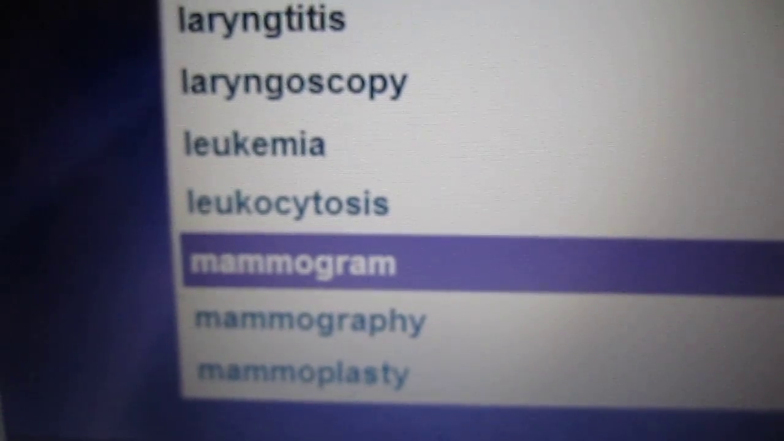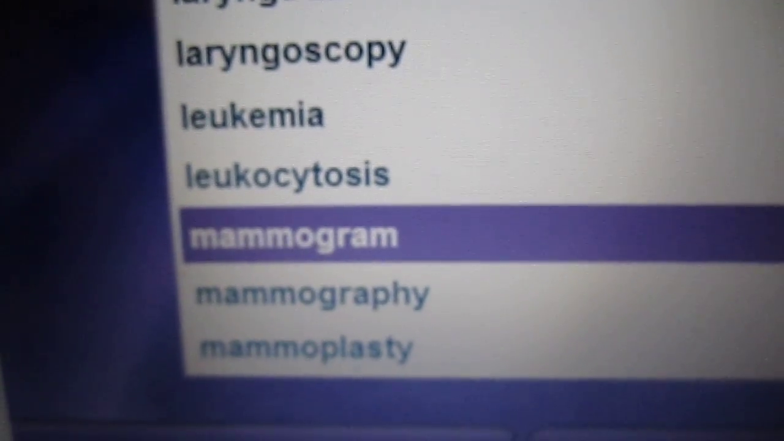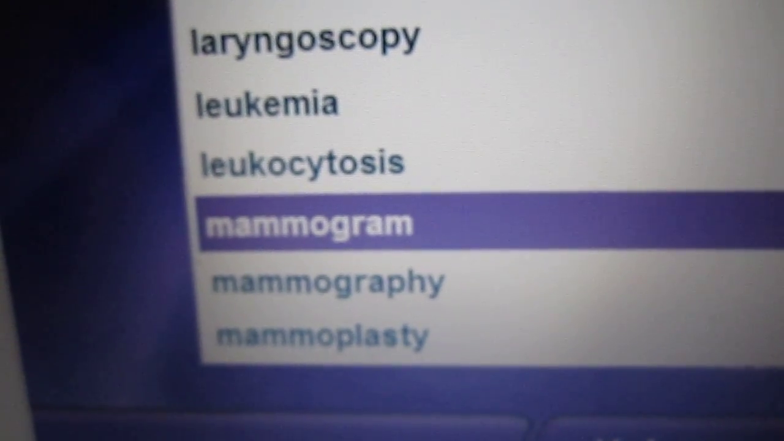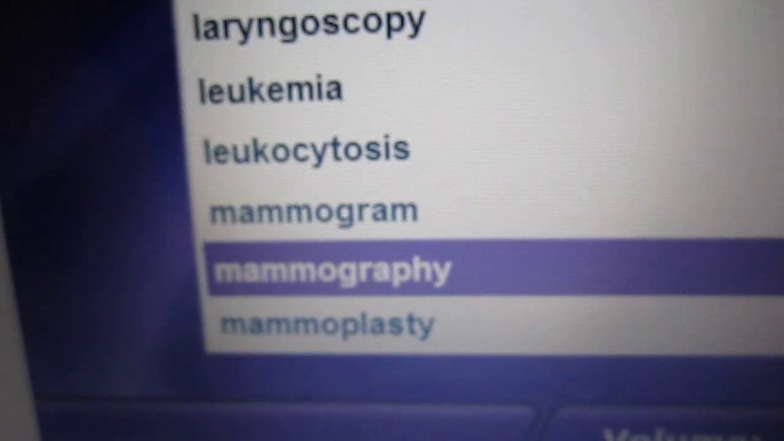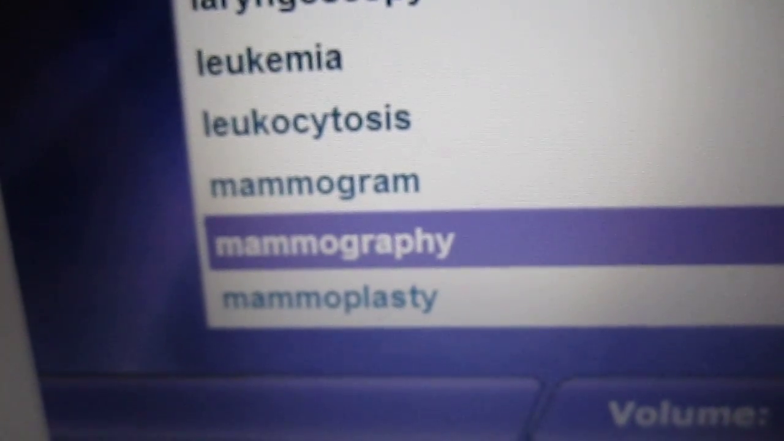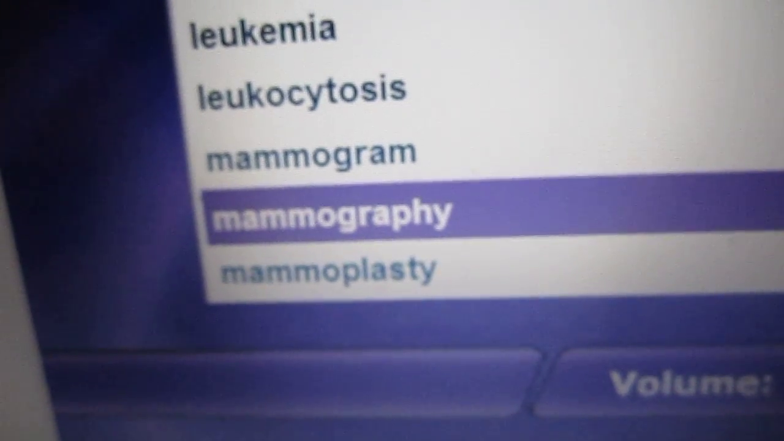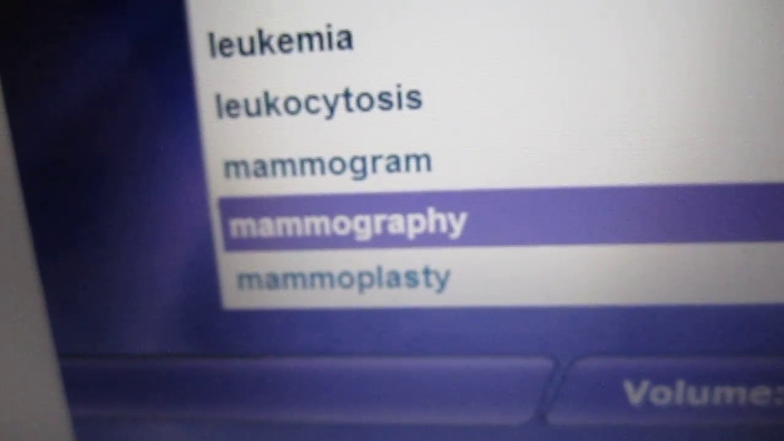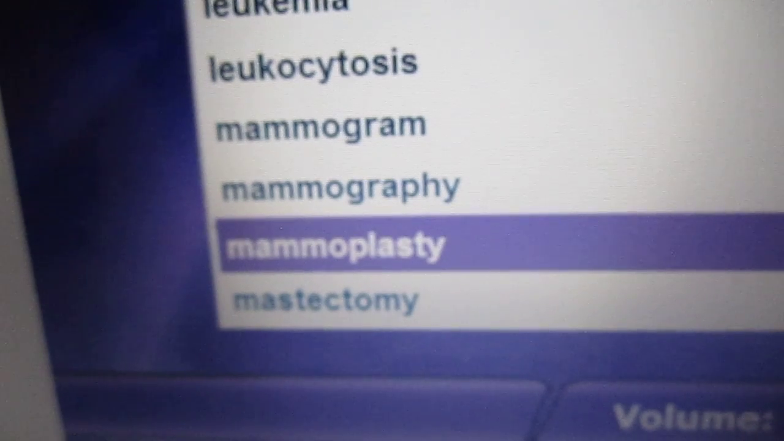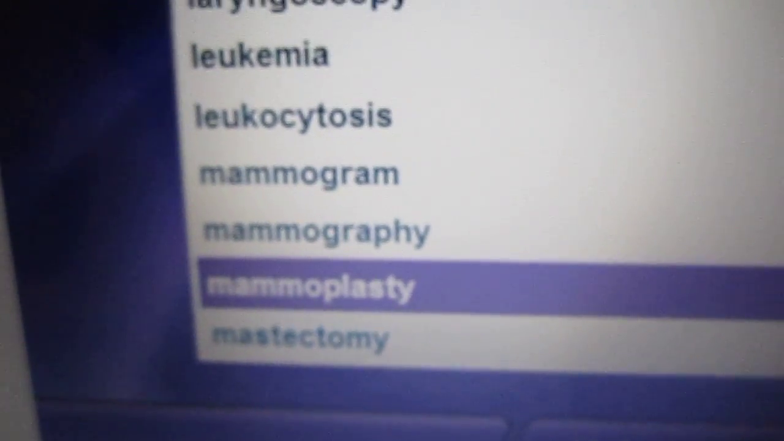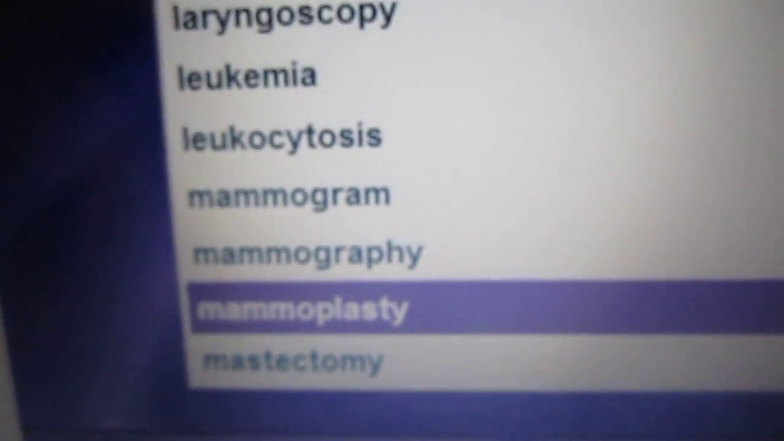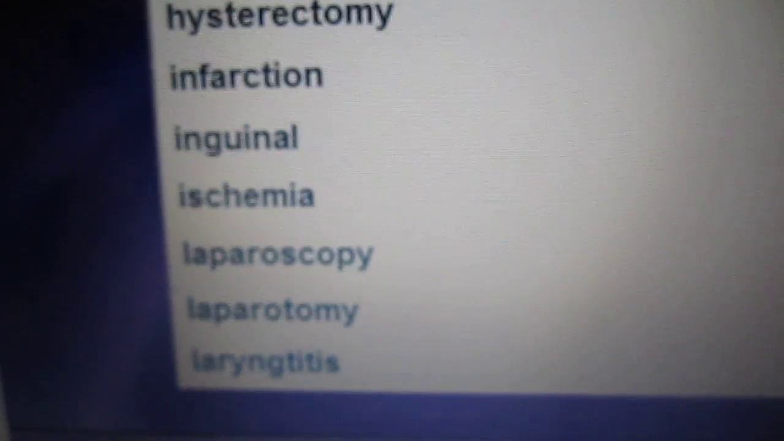Mammogram. Mammo is a combining form meaning breast. A mammogram is an X-ray record of the breast. Mammography. Mammography is the recording of X-ray images of the breast. Mammoplasty. Mammoplasty is surgical repair of the breasts to increase or decrease their size or lift sagging breasts.